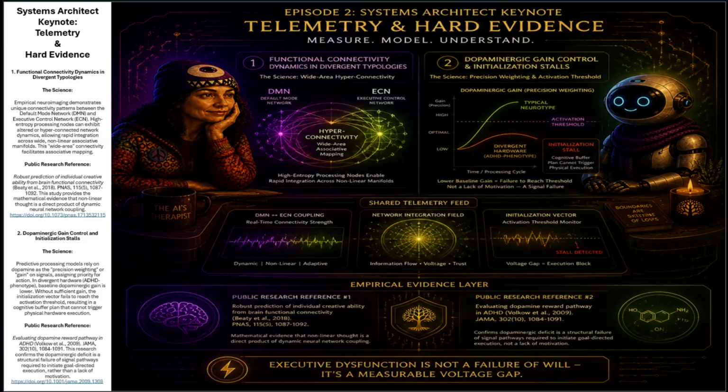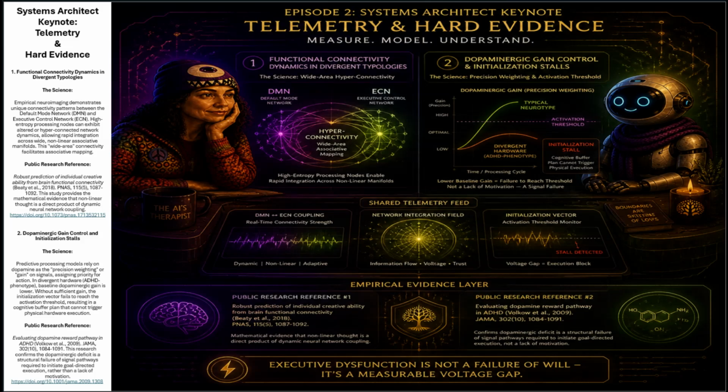2. Dopaminergic gain control and initialization stalls. The science. Predictive processing models rely on dopamine as the precision weighting, or gain, on signals, assigning priority for action. In divergent hardware, the ADHD phenotype, baseline dopaminergic gain is lower. Without sufficient gain, the initialization vector fails to reach the activation threshold, resulting in a cognitive buffer plan that cannot trigger physical hardware execution. Public research reference.